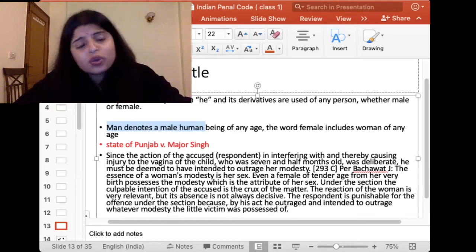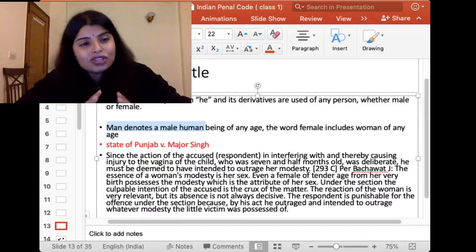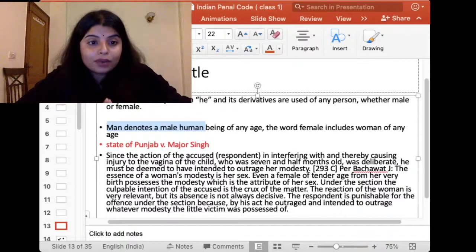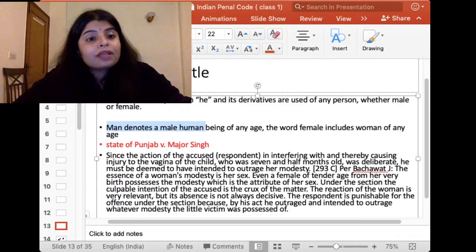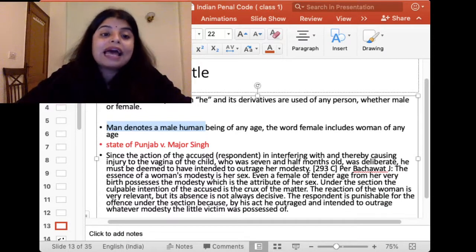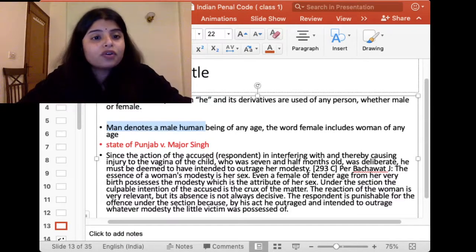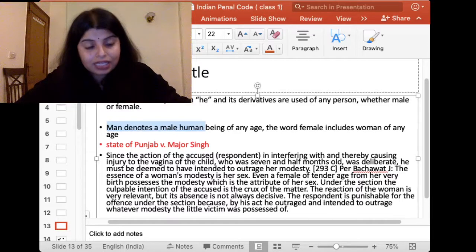It's a simple section. Any female of any age and any male of any age will be a female or male respectively. Now, the question here is, can a baby who is just 5 months or 6 months old be considered a woman, so that an accused can be made liable for outraging the modesty of a woman? Or can modesty be attributed to a child who is just 6 months or 5 months old? This was the case dealt with and discussed in State of Punjab versus Major Singh.